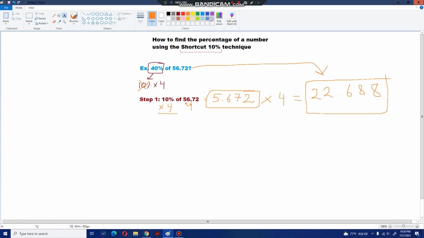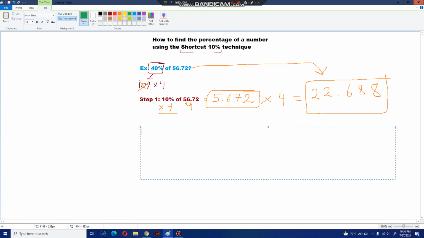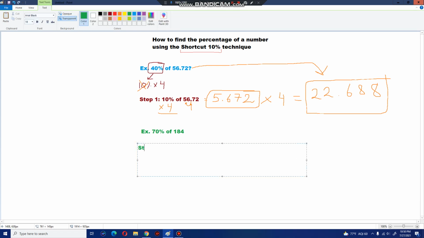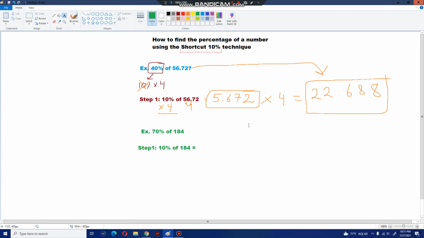Let's use a different color. Let's use green. And let's try to find out, how about 70% of 184? Okay? What's 70% of 184? Well, again, step number 1. I need to find out what is 10% of 184. That's my reference point. 10% is always my starting point. So 10% of 184. Now again, 184 does not have a decimal, no overt decimal point over here.